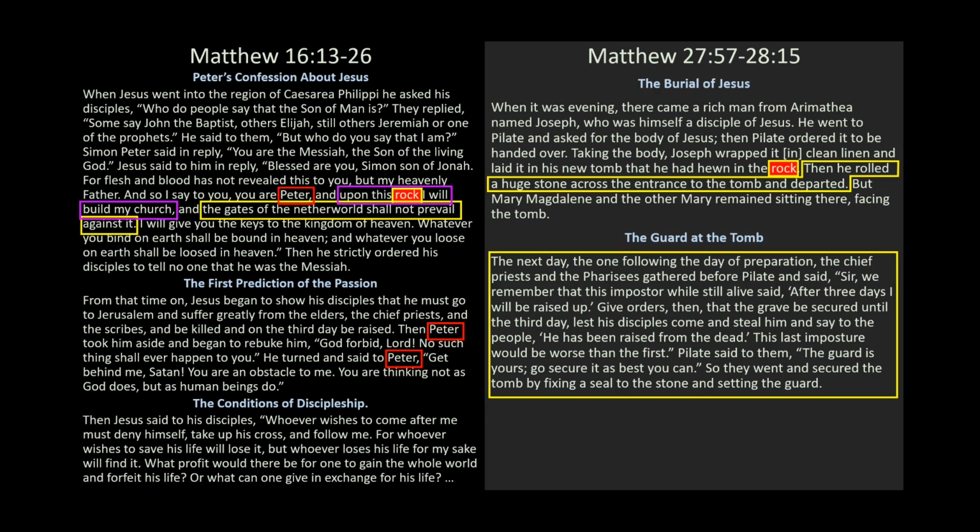So for now, because we're going to move on, there's another second half to this right side here. Now let's go back to upon this rock. There's the other dimension. I will build my church upon this rock. Right after this, Jesus says he's going to go to Jerusalem, suffer and die, and on the third day be raised. So he's going to the tomb, and on the third day he's going to be raised up. So Peter takes him aside and rebukes him.